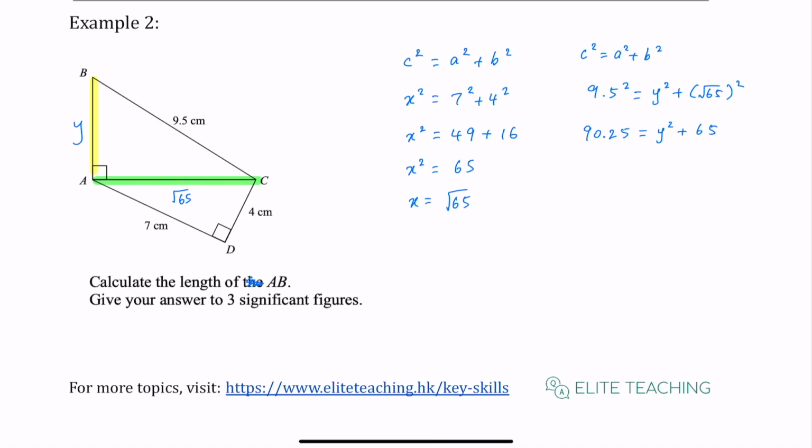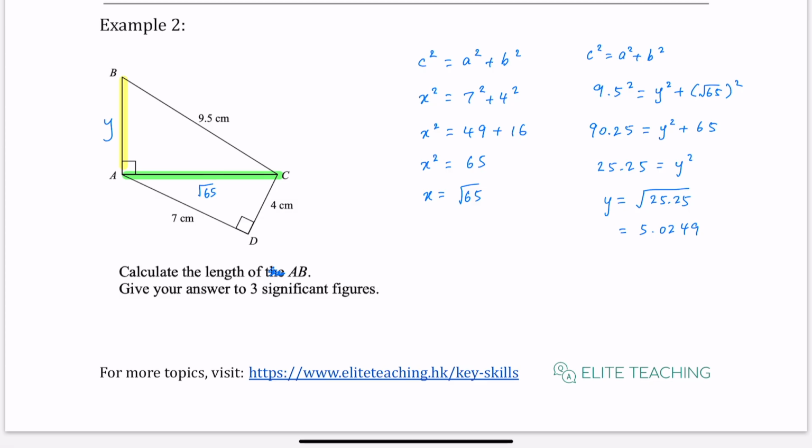Now if we minus 65 from both sides of the equation, we get 25.25 is equal to y squared. Now if we square root both sides of the equation, we get y is equal to the square root of 25.25, which is 5.0249. If we round it to 3 significant figures, then we get 5.02. Therefore, the length of AB is 5.02. And now we're done with our second example.